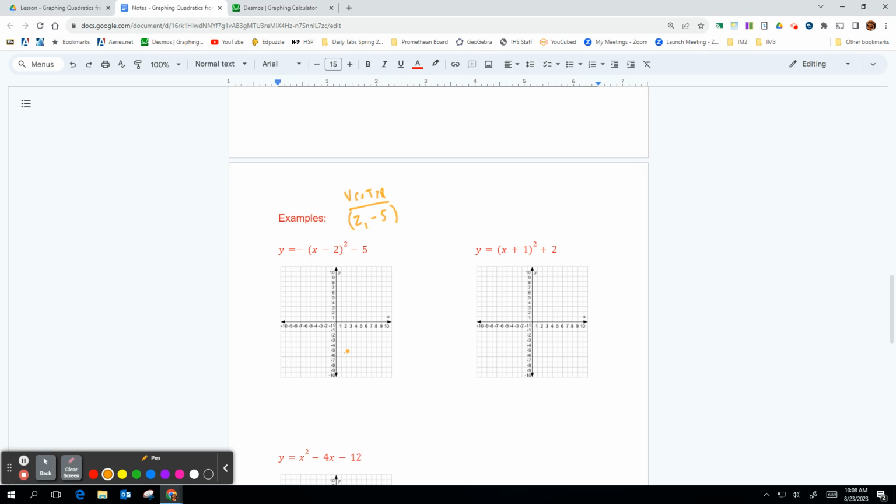Problem is, I don't know if it opens up. I don't know if it opens down. I don't know how wide it is. I don't know how skinny it is. So that's a little bit of a problem. So we have to do a little bit of work to find that out.